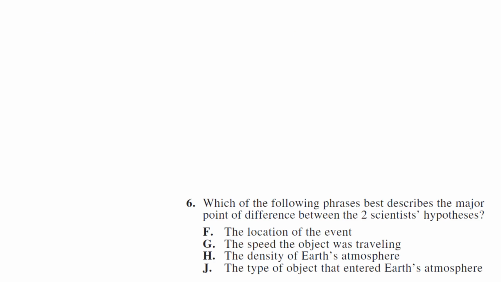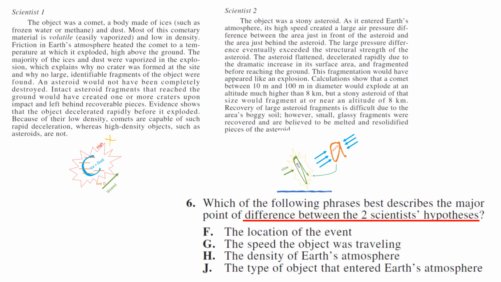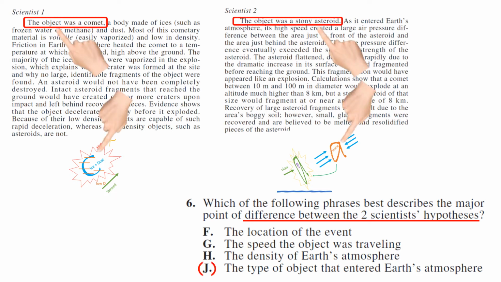Which of the following best describes the differences between the two scientists' hypotheses? Well, we have scientist 1, scientist 2, and I can already see the main difference is one says comet, one says asteroid, and that was actually the conflict itself. So it has to be choice J. You can look at the others to eliminate location of the event, speed, or density. Those are all wrong, right? The only one that works is going to be choice J, the type of object.